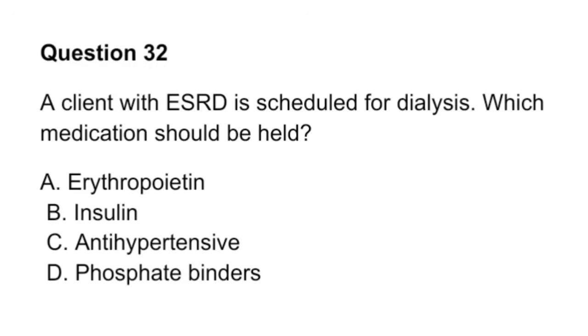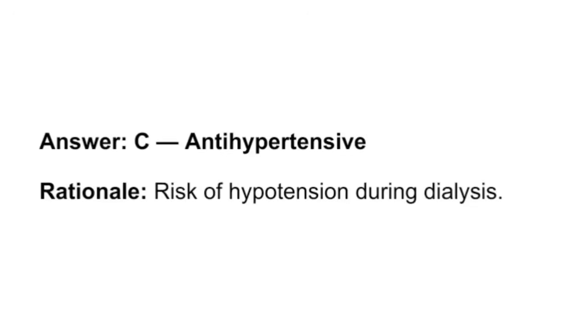A. Erythropoietin. B. Insulin. C. Antihypertensive. D. Phosphate binders. Answer: C. Antihypertensive. Rationale: risk of hypotension during dialysis.